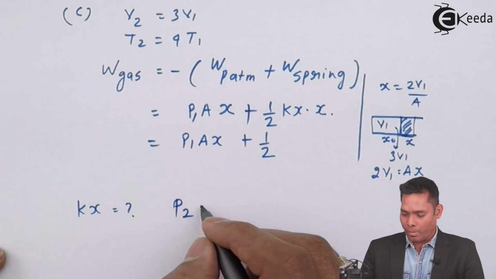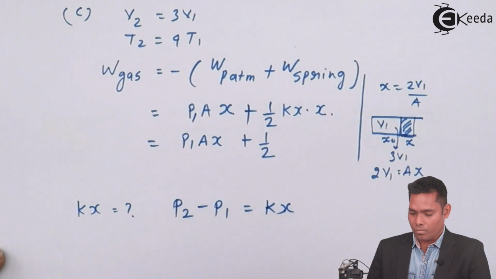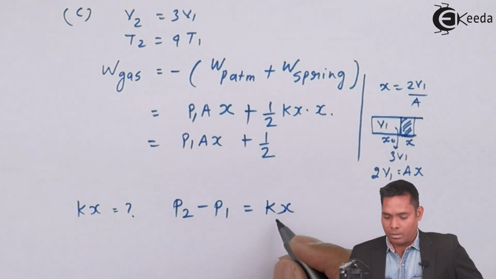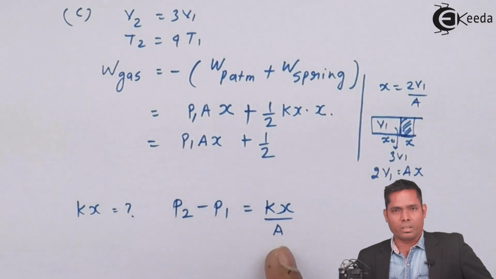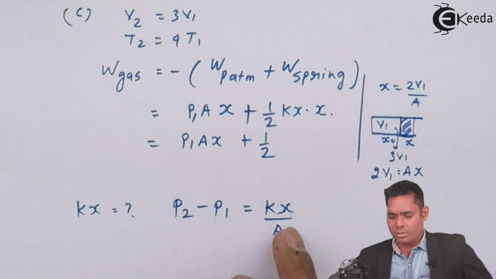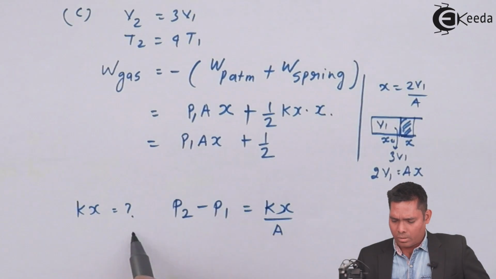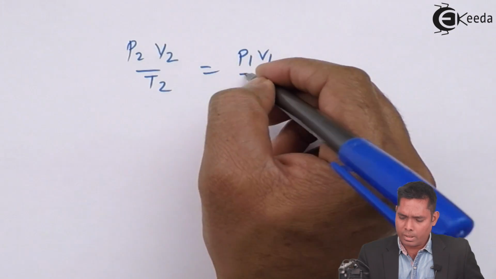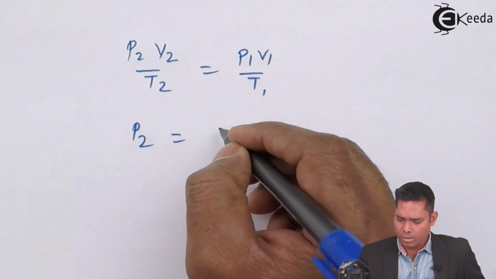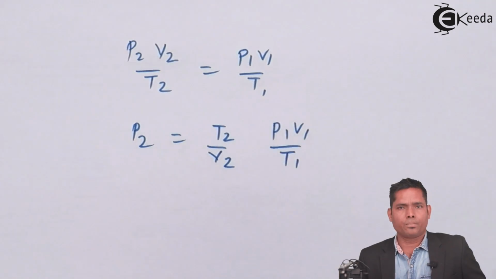This is P2 minus P1, which is kx divided by a. This is the pressure difference. P2 I'll write here: P2 V2 by T2 is P1 V1 by T1. So P2 is T2 over V2 times P1 V1 by T1.